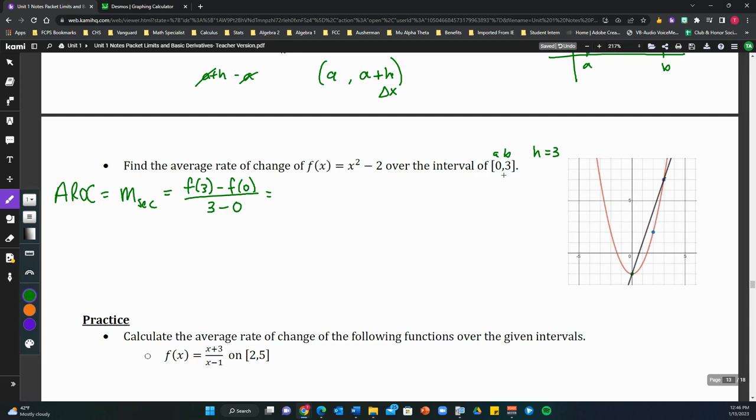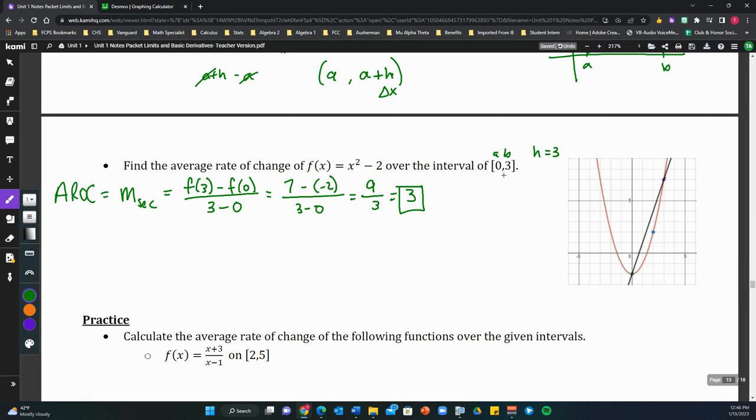So now I have to evaluate f of 3 and f of 0. If I plug 3 in, I get 9 minus 2, or 7. And then if I plug 0 in, I get negative 2. So that's where I ended up, and that's the y value I started at. And then over 3 minus 0. So we end up with 9 over 3, or an average rate of change of 3.